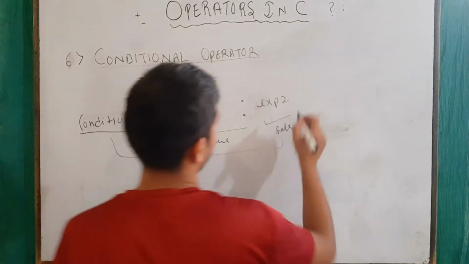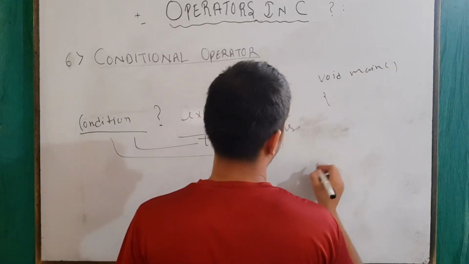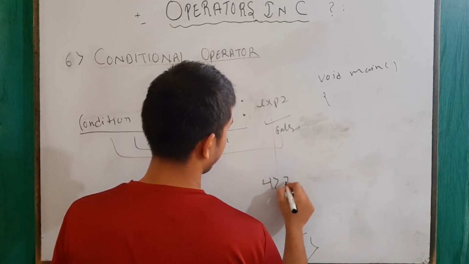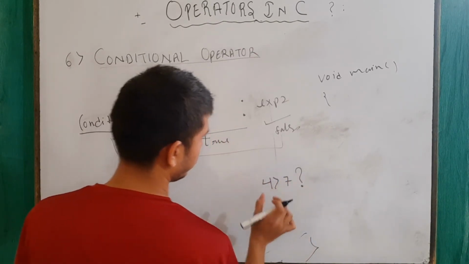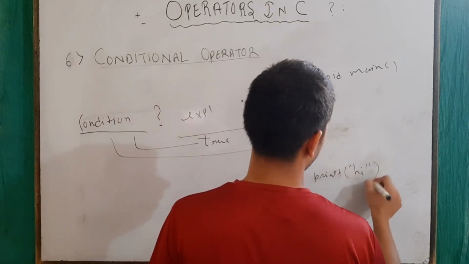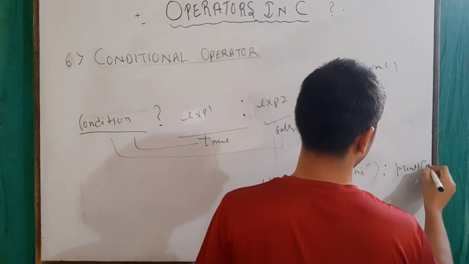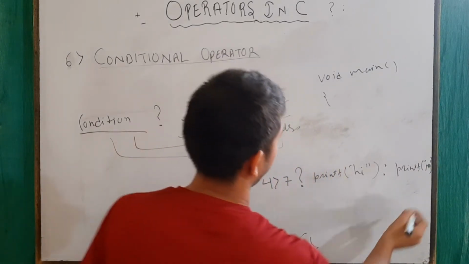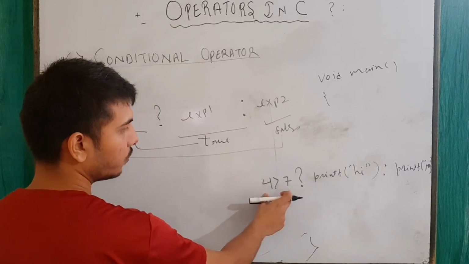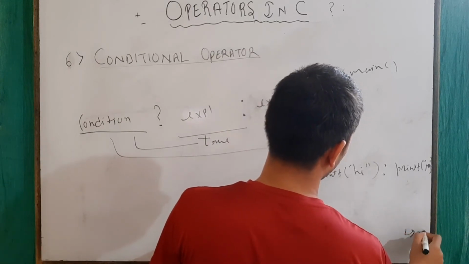Let's see an example. Let's say I am writing here void main, and a simple example could be 4 greater than 7 question mark. This is the condition. Now I will say printf "hi" colon printf "no", and at the end there will be a semicolon. Now 4 greater than 7, is the condition true? No, it is not true. So which statement will take place? Printf no. So our output will be no.